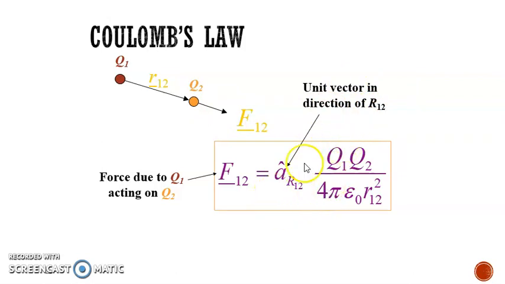So we can write the equation as F12 is equal to Q1 Q2 divided by 4 pi epsilon naught into R square, into the unit vector giving the direction. Okay, that's all now. Thank you.